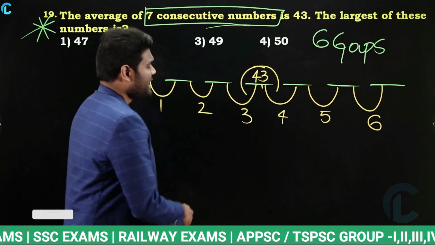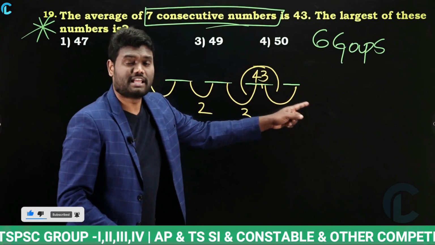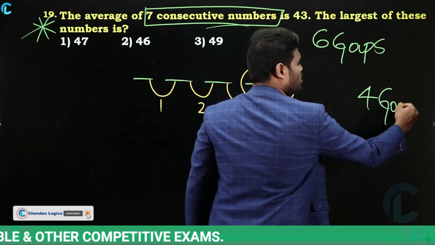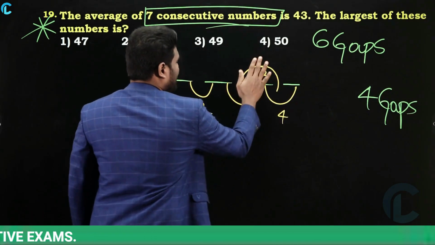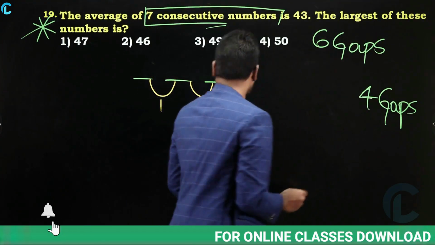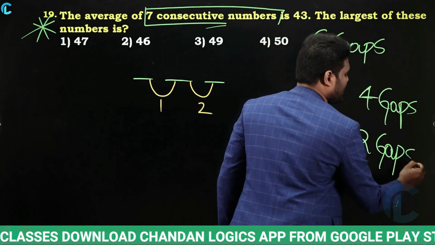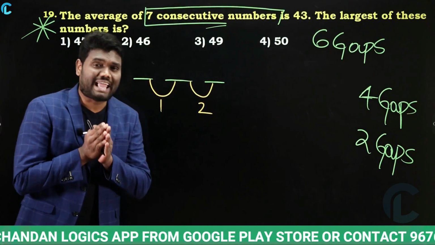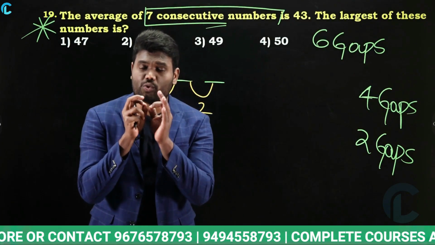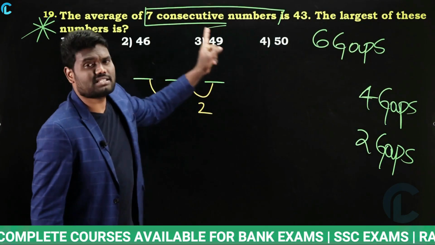Similarly, let us say the number of numbers is only 5. For 5 numbers, the number of gaps is 4 gaps. Yes or no? Similarly, if the number of numbers is only 3, the number of gaps will be only 2 gaps. Yes or no? So from this, what I can say is that the number of gaps is always 1 less than the number of numbers. This point you need to observe from here. Very important point.